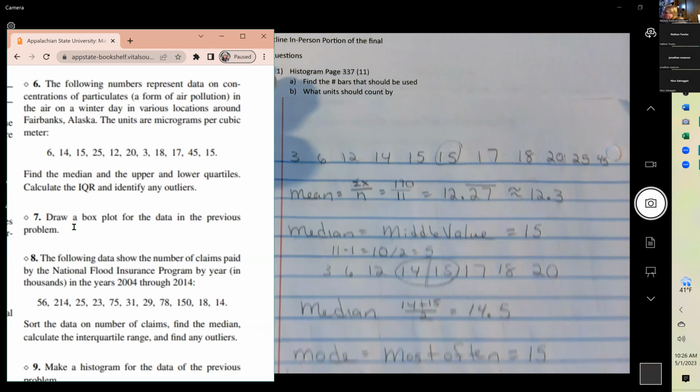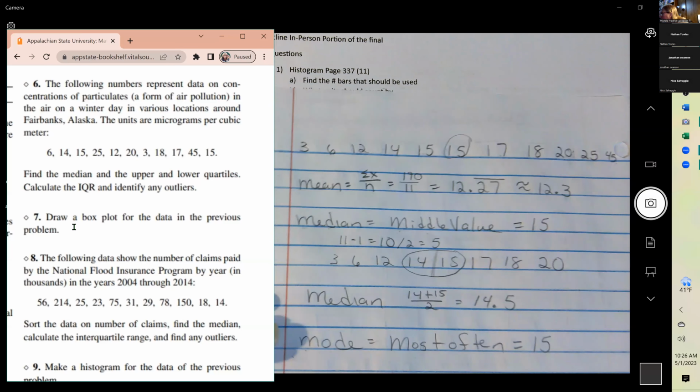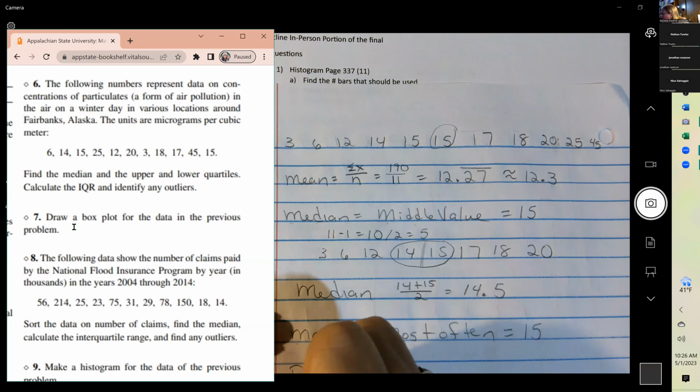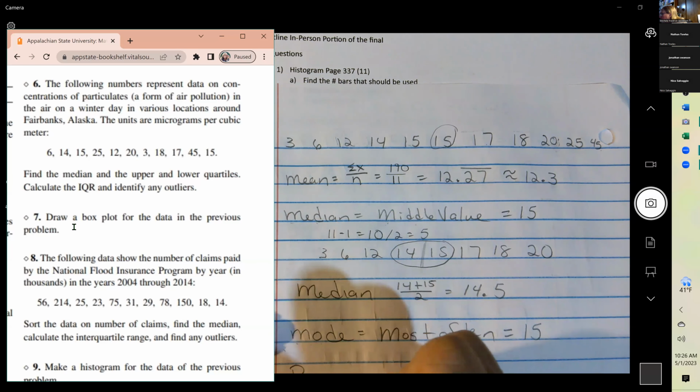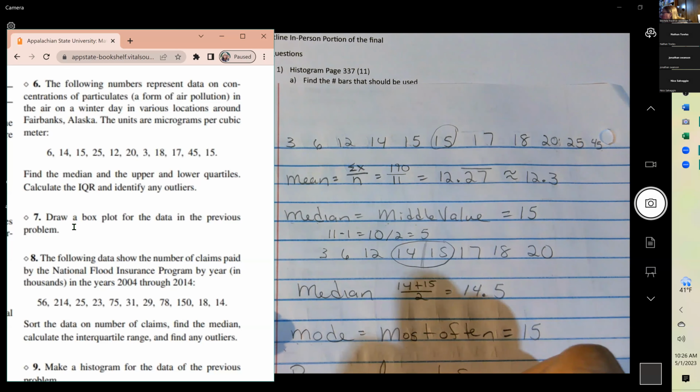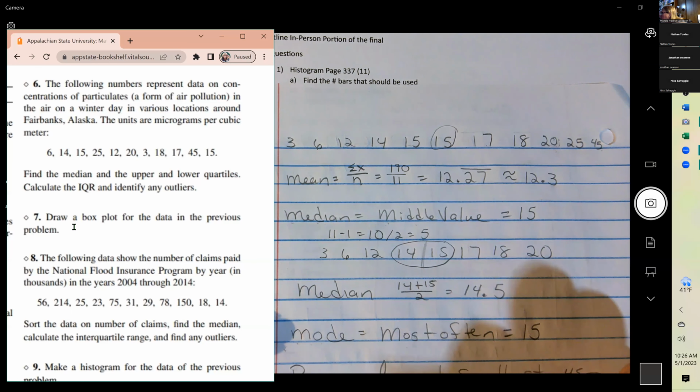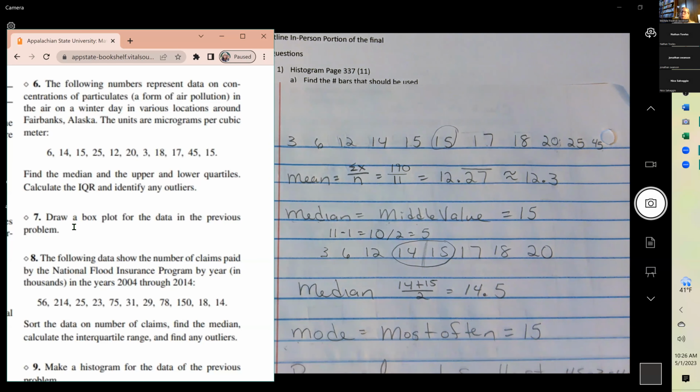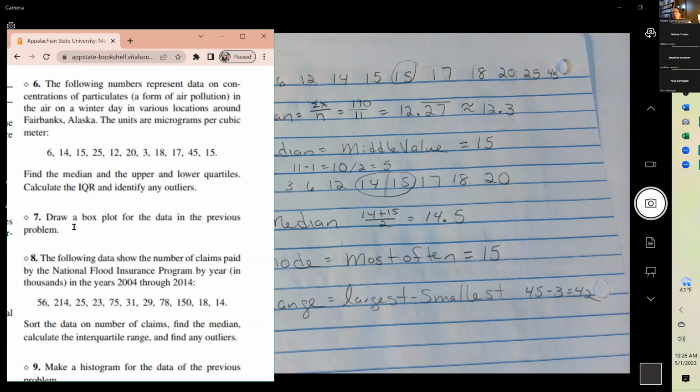Mean, median, mode, I think it's a range, yeah. And we just did range when we did the histogram. But range is largest minus smallest. 45 minus 3 is 42. It shows you how far apart they spread. Any questions on that?